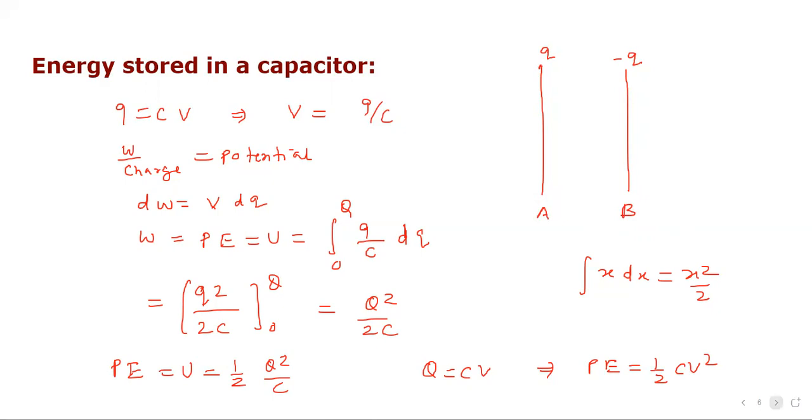Now let's consider the next concept, energy density. Energy density means potential energy per unit volume. So we know that potential energy of a capacitor is half Q squared by C, that we have just derived.